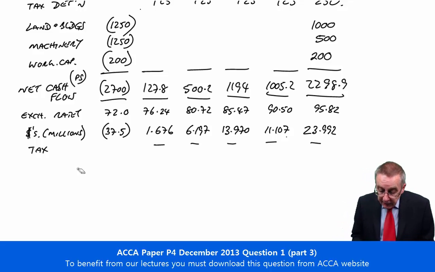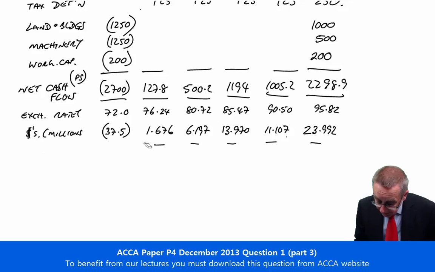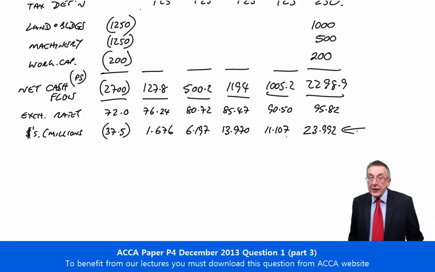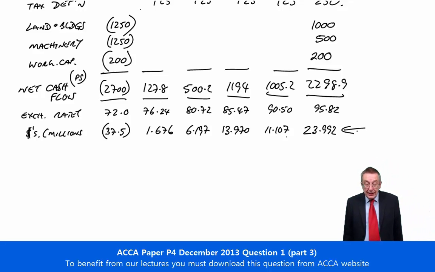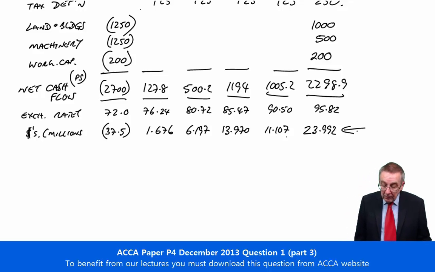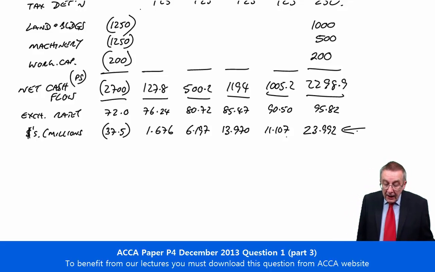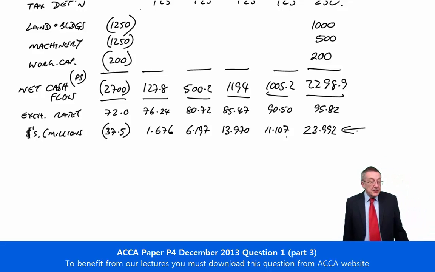And so those flows that I've got there, I'll erase the tax now to avoid confusion. These flows here are the dollar flows to Chamorro. They pay out 37.5, they get back 1.676 and so on. And so all that remains is to actually appraise those flows.